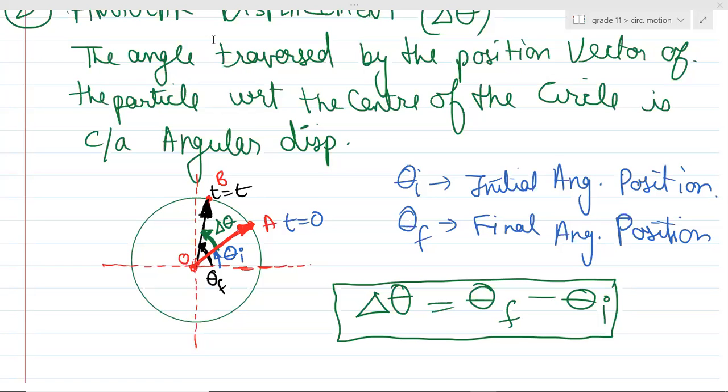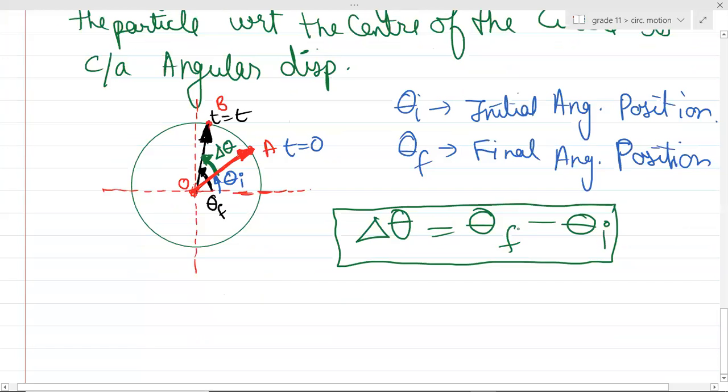Done? Yes, sir. So delta theta is basically theta f minus theta i, the final angular position minus initial angular position.